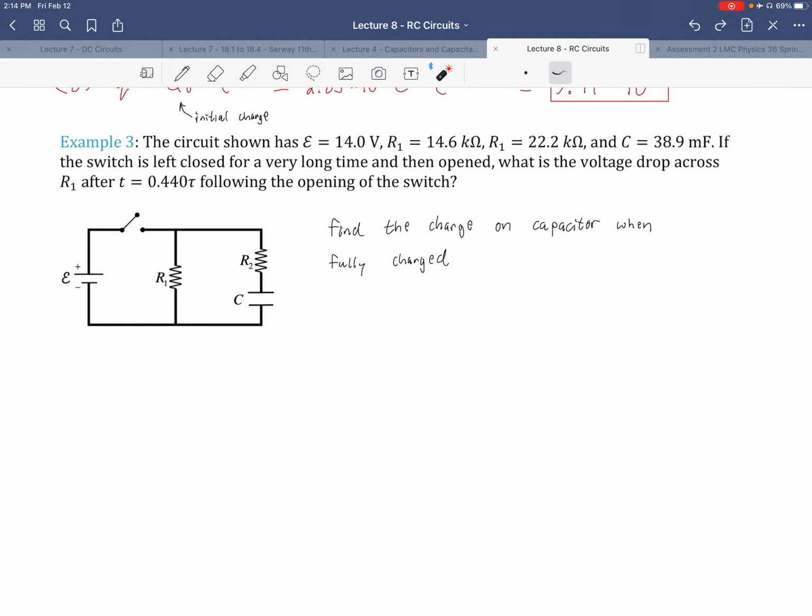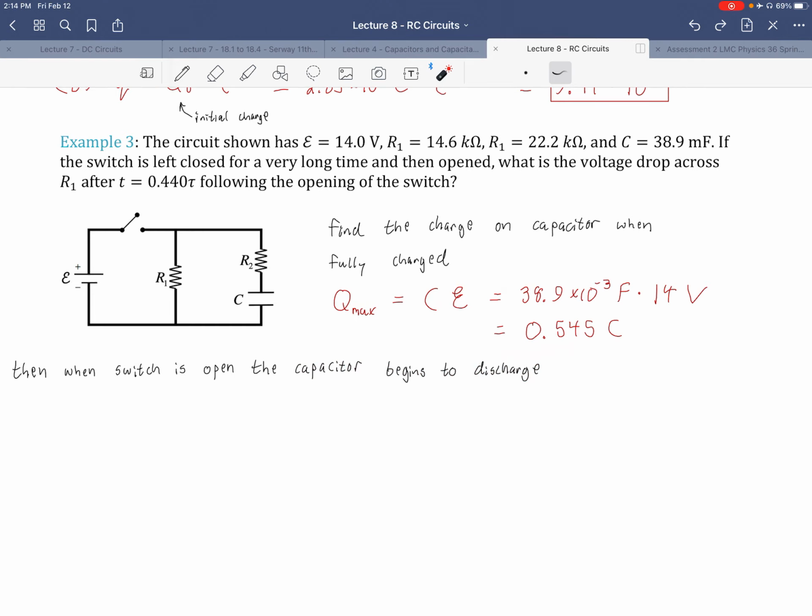So we're going to find the charge in the capacitor when fully charged. We know it's fully charged because we're told it was a very long time. So Q max is just going to be equal to C times EMF, which then gives us 0.45 coulombs. A lot of charge in this capacitor. It's a big capacitor.